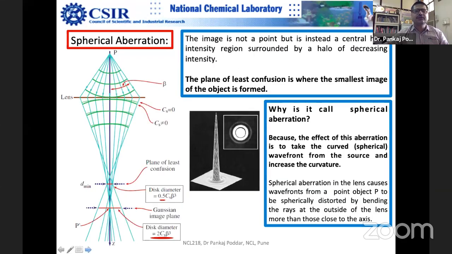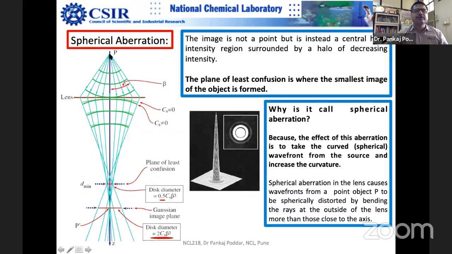Next slide, we'll see this better pictured here. Again, it is a very rich slide, so I'll spend a lot of time on it. Why is it called spherical aberration? It's a natural question, because the effect of this aberration is to take a curved wavefront and increase its curvature. People who are viewing me on a mobile phone may have a problem seeing the dotted line. This dotted line is without the aberration. This is the original curvature before the lens, with no aberration, and this is the collection angle beta.